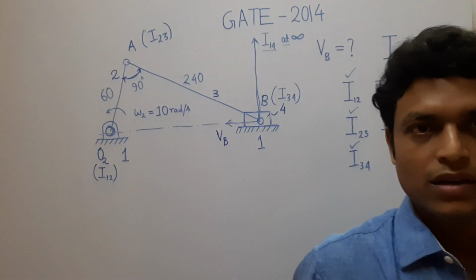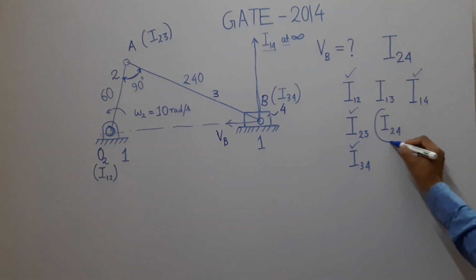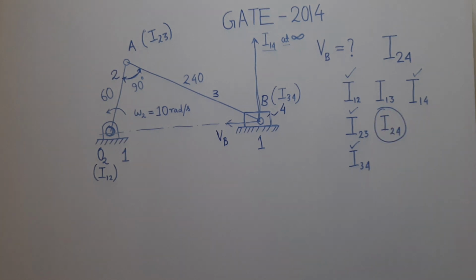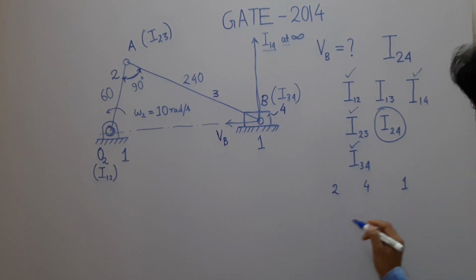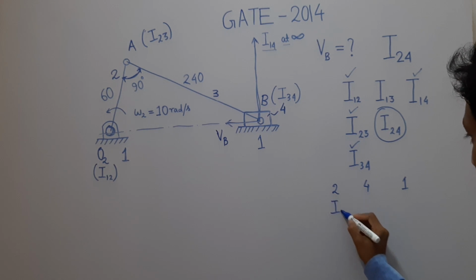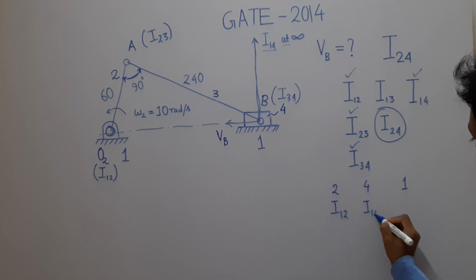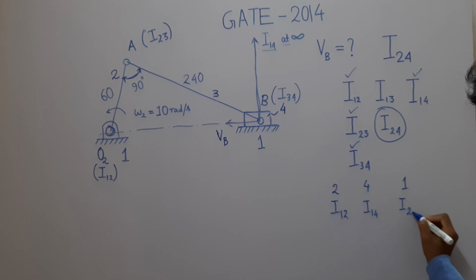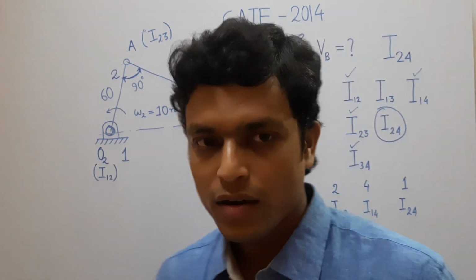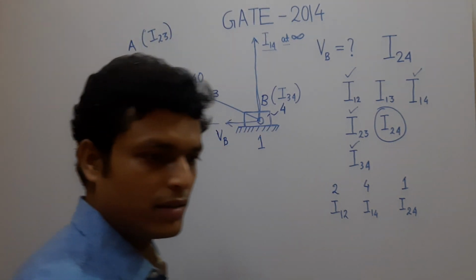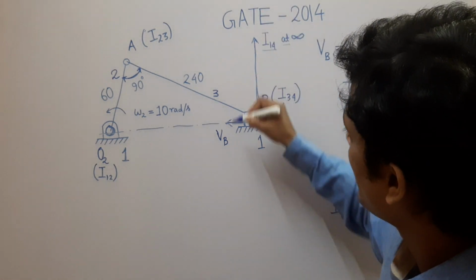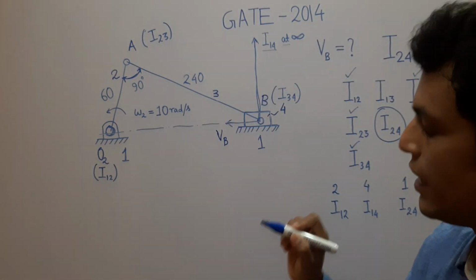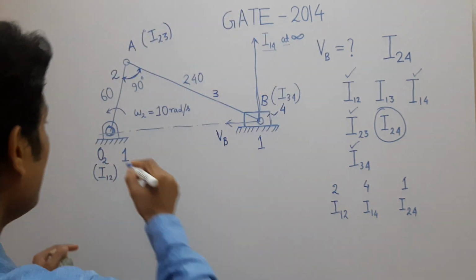Now, our objective is to locate I24. How to locate I24? Similarly, like our previous problem, take links 2, 4 and 1. What are the instantaneous centers between these 3 links? I12, I14, I24. Now here is one concept: all parallel lines meet at infinity. All the parallel lines will meet at infinity. So we can consider that I14 also lies here.